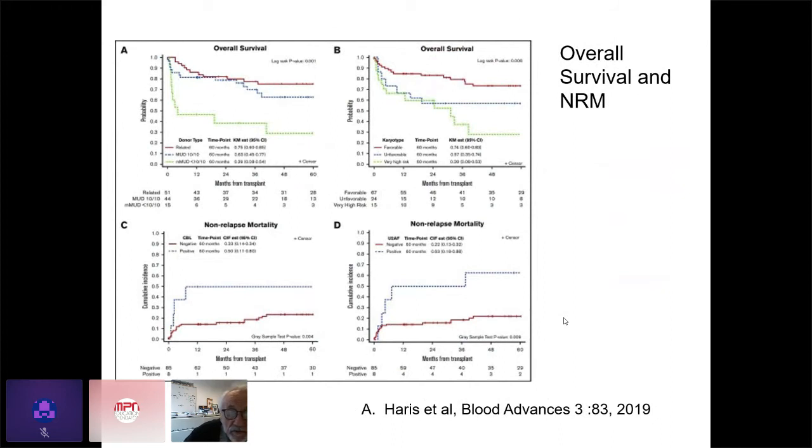As you can see, if you have a favorable situation as far as the mutational landscape is concerned, then your probability of relapse is low and survival is higher. If you have an unfavorable one, then you have a much higher risk of non-relapse mortality as well as relapse that I pointed out already before. Next slide.